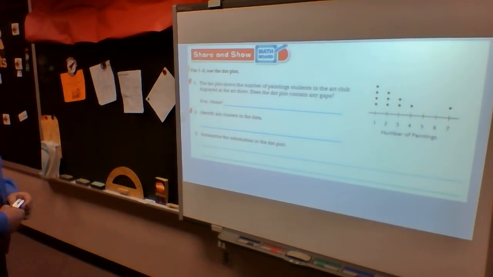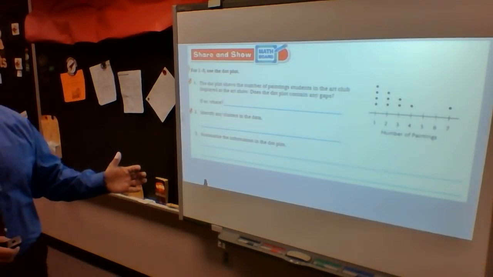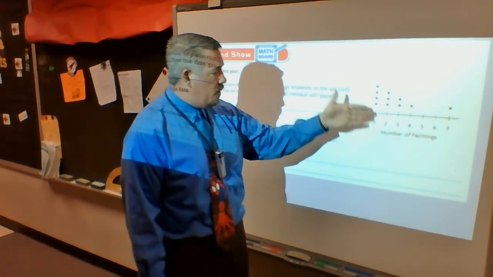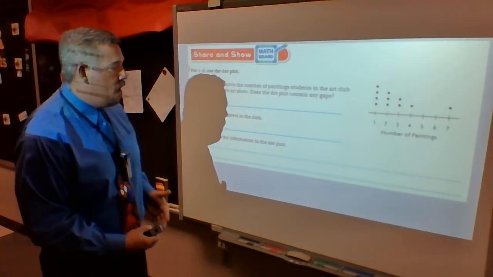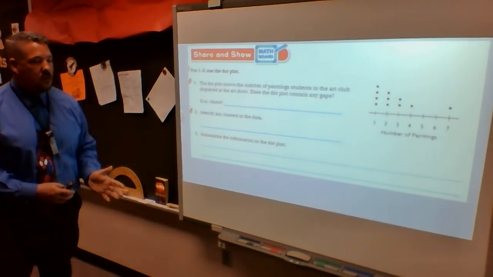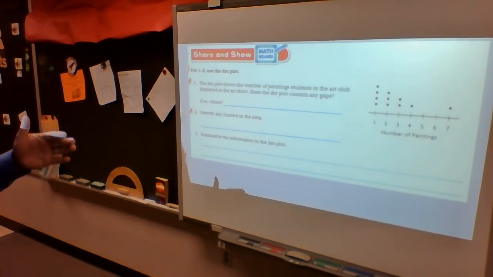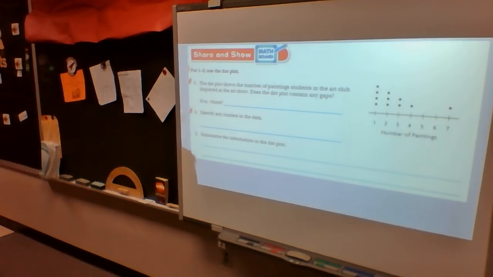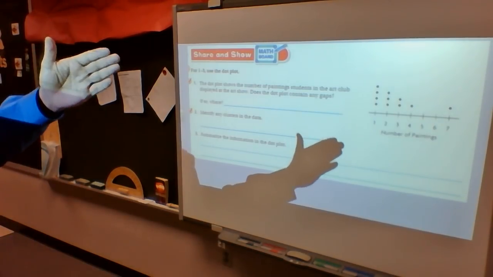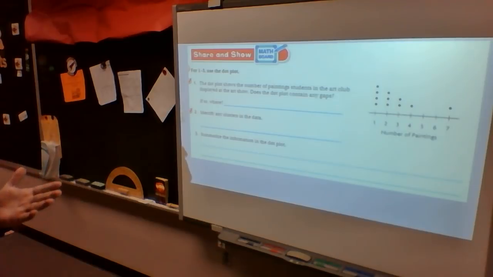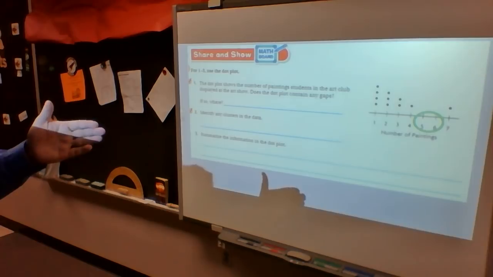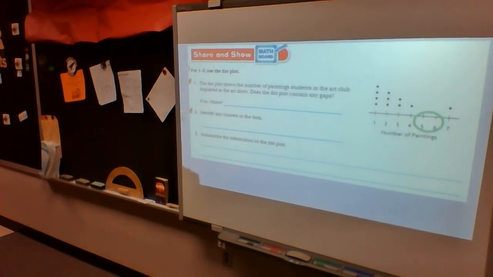And when I look at this one then, I'm just going to answer the basic questions. If I look at this dot plot, what can I say about it? Don't make this difficult because it's not difficult at all. It's just, hey, tell me about what you're seeing. So the dot plot shows the number of painting students in the art club display at the art show. Does the dot plot contain any gaps? That's my first question. Well, if so, where? Well, it does have gaps. Between 5 and 6, there weren't any students that recorded that information. So I would say yes, between 5 and 6.